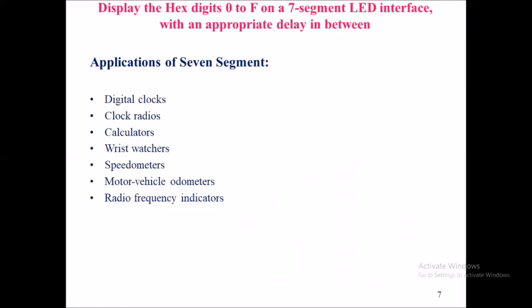Then coming to the applications of 7 segment display, the 7 segment displays are used in various applications like digital clocks, clock radios, calculators, wristwatches, speedometers, motor vehicle odometers, radio frequency indicators, etc. So these are all the various applications where the 7 segment displays are being used.